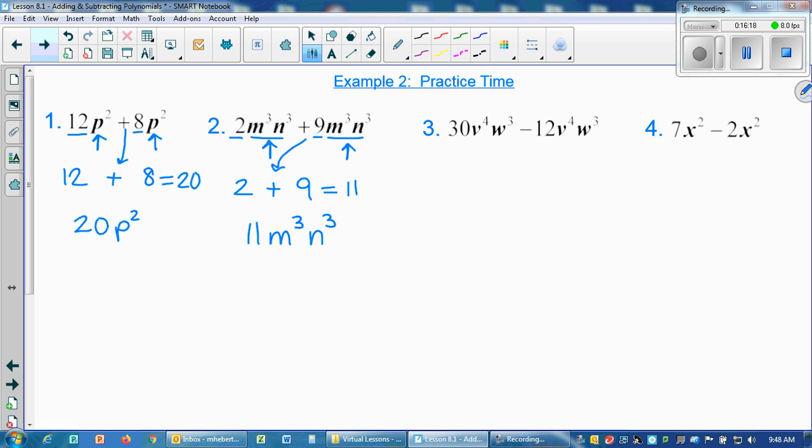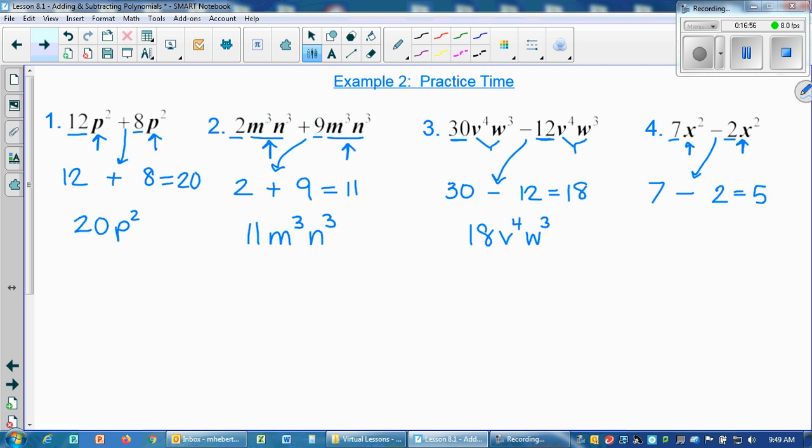For number 3, we have identical twins of b to the 4th and w to the 3rd. Take the coefficient 30 and the coefficient 12 and do the sign in the middle which says subtract. 30 take away 12 is 18, creating 18 b to the 4th w cubed. Our final one, they have identical twins of x squared, coefficient of 7, coefficient of 2. Do the sign and operation in the middle, which is minus. 7 minus 2 is 5. So I have 5x squared.